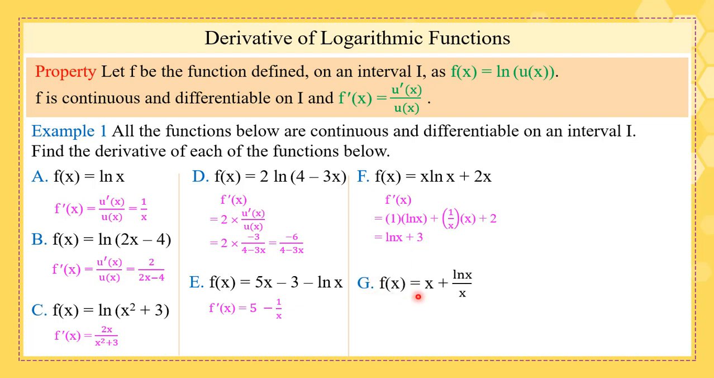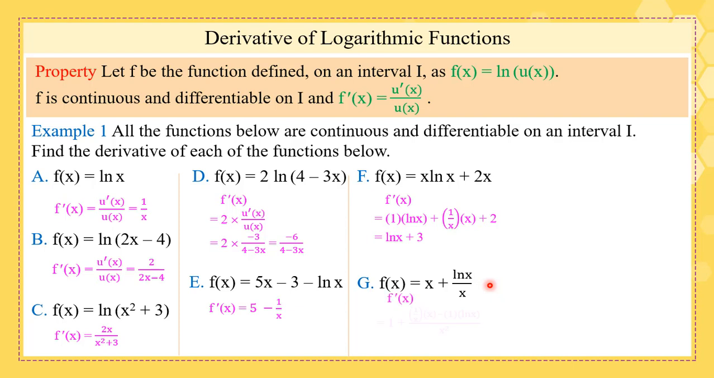Part G, f of x is x plus ln x over x. As we did before, we have also to look at the general form of f of x. It is of the form u plus v, so we derive each part alone. And the second part in this case, which is ln x over x, is of the form u over v, and its derivative is u prime v minus v prime u over v squared.